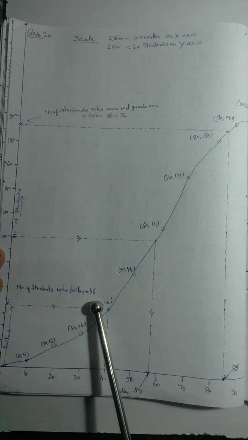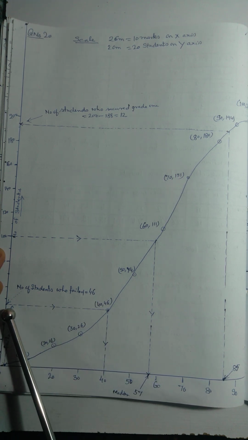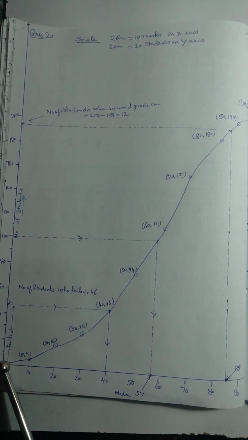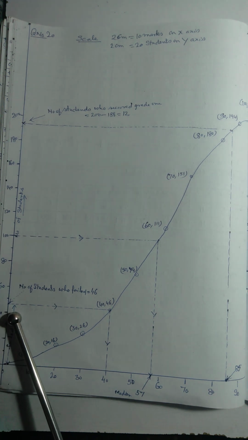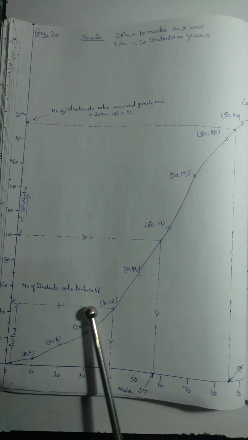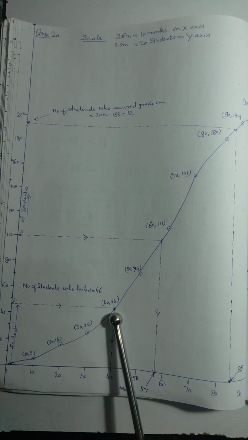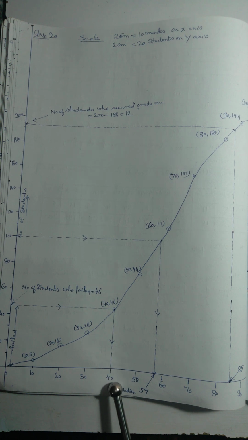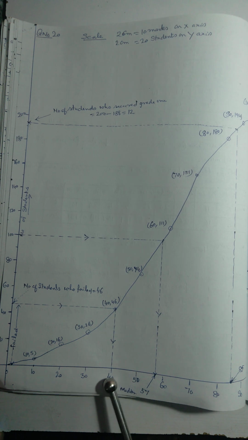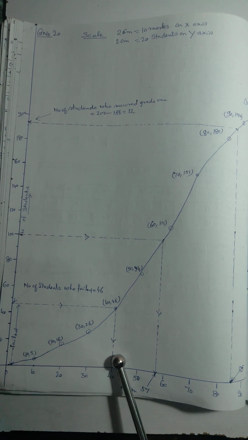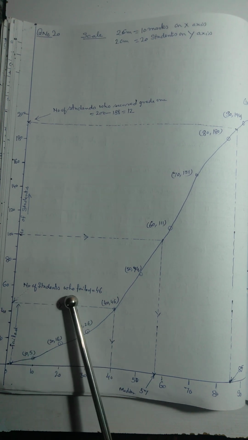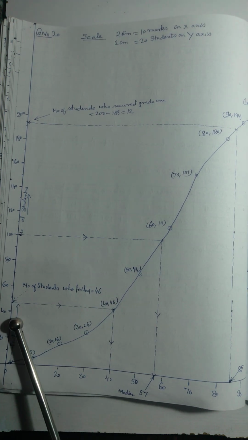Number of students who failed is 46. So these are the failed students. You see, just proceed from up to this level. That is the failed students. From here you draw a parallel line. From this point you drop a perpendicular. So 40 is the passing marks. The students who are getting more marks than 40 will pass and the remaining will fail. So the number of students who failed is 46 here.